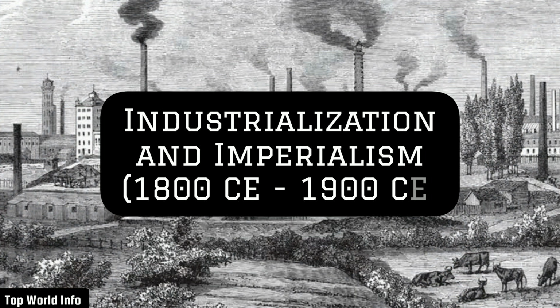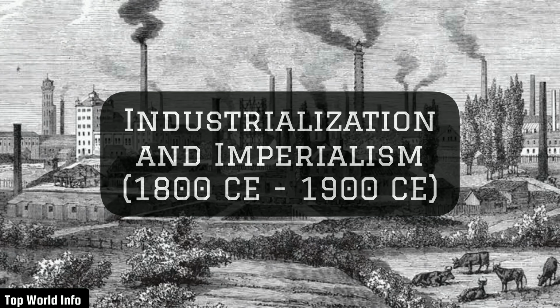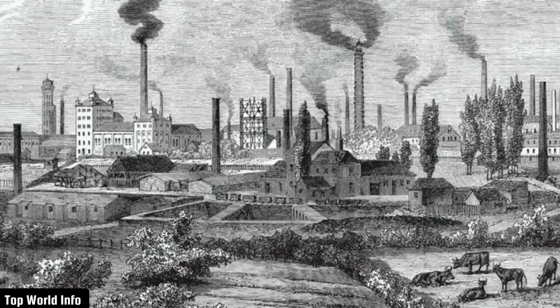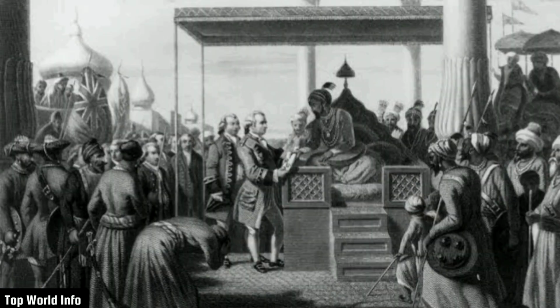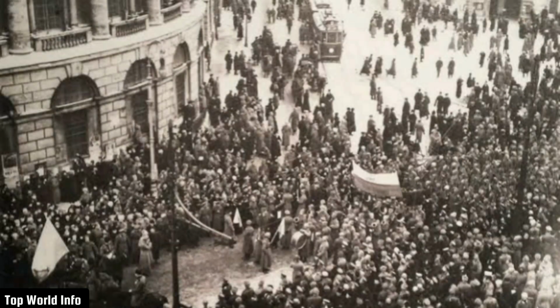Industrialization and imperialism, 1800 CE to 1900 CE. The Industrial Revolution transforms economy and society in this era. European empires expand globally. Nationalism and socialism emerge in the world.